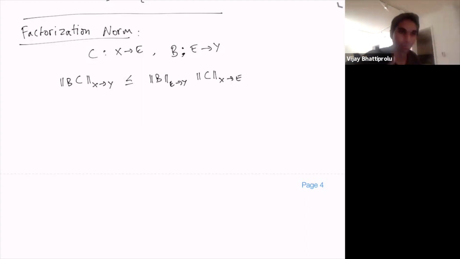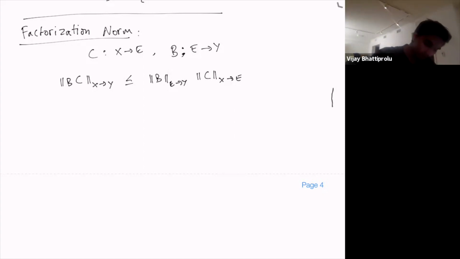The proof of this is simple. The maximum amount that the composition of B and C distorts an X unit vector, measured in the Y norm, can be upper bounded by the maximum amount that C distorts an X unit vector measured in the E norm, times the maximum amount B distorts an E unit vector measured in the Y norm. I said it in words, but one can just write down two inequalities and it's exactly that.